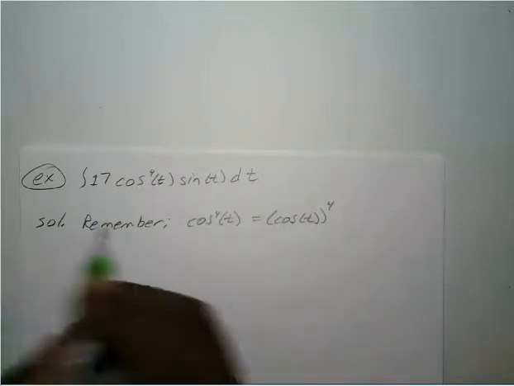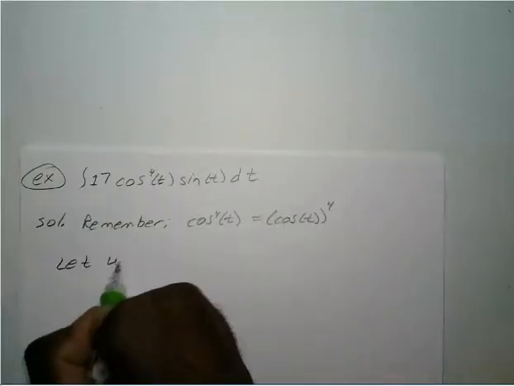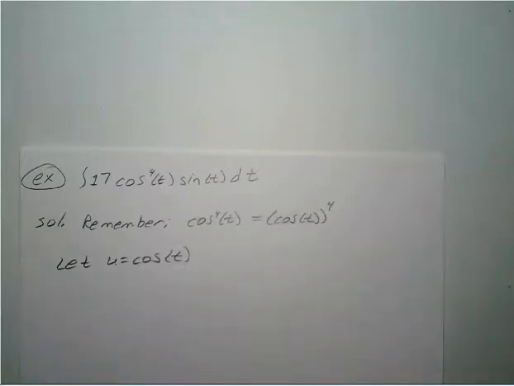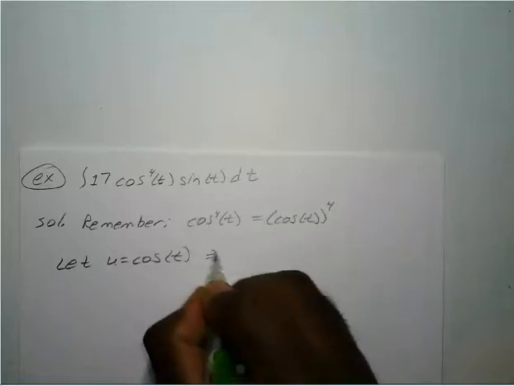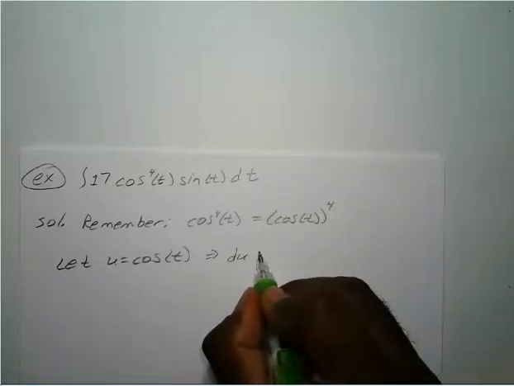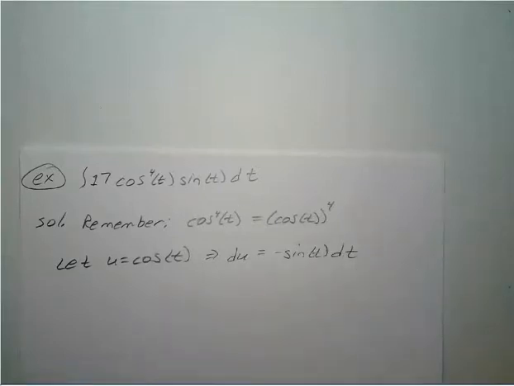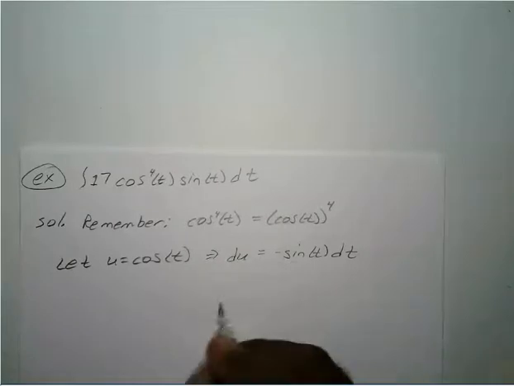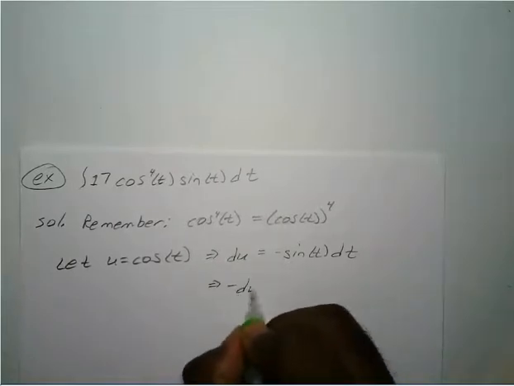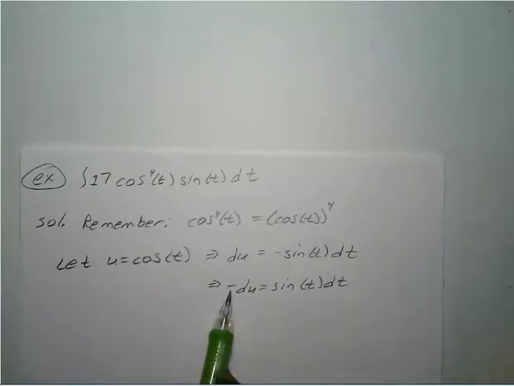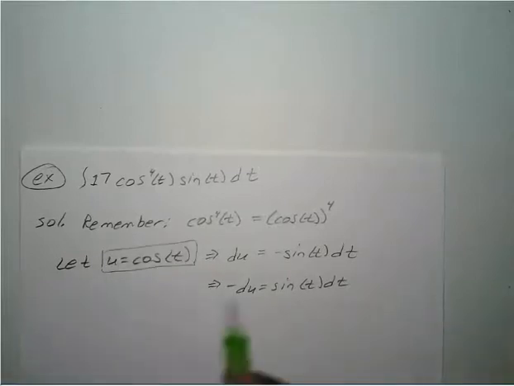All right, so what if we let our u equal cosine of t? Okay, so that means our differential du is equal to negative sine of t with respect to t. And if we divide both sides by negative 1, that gives us negative du equals sine of t with respect to t. And again, you can have that negative here. You can put a negative 1 times du. Doesn't matter. Whichever one you're comfortable with. And we're going to be using both of those.